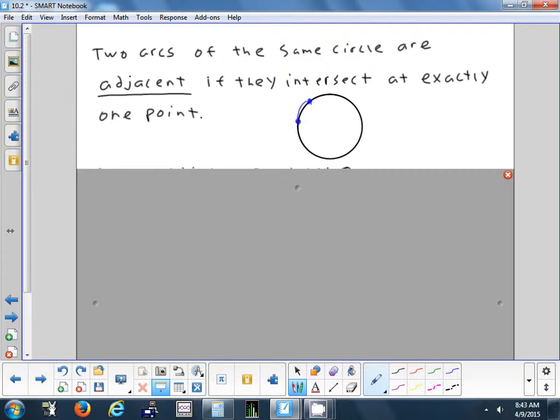Okay, draw in this arc. And I'll use a different color just so we can see it. Draw in this arc. Notice though, I'm going to have the two arcs share one endpoint. The arcs in green and the arcs in blue are adjacent. Okay, that's a picture of it. Any questions on that? Adjacent arcs?